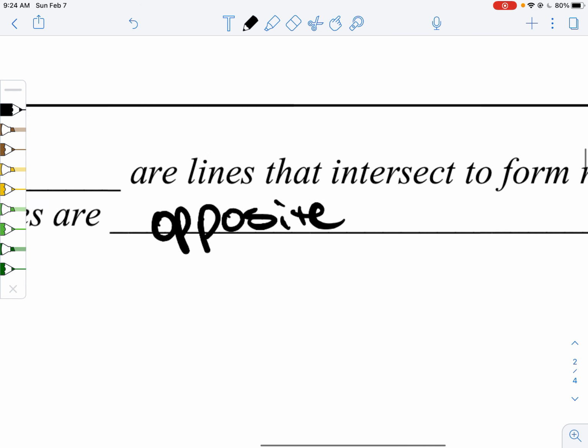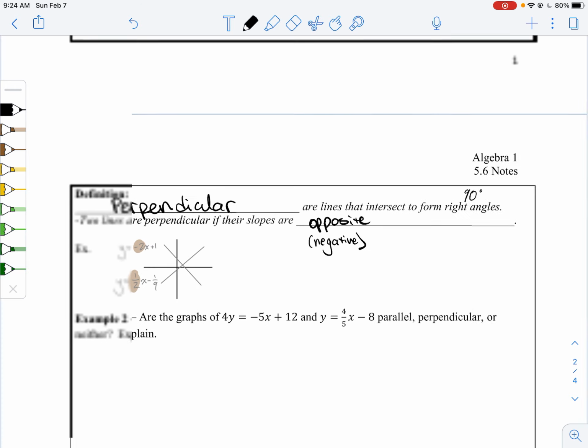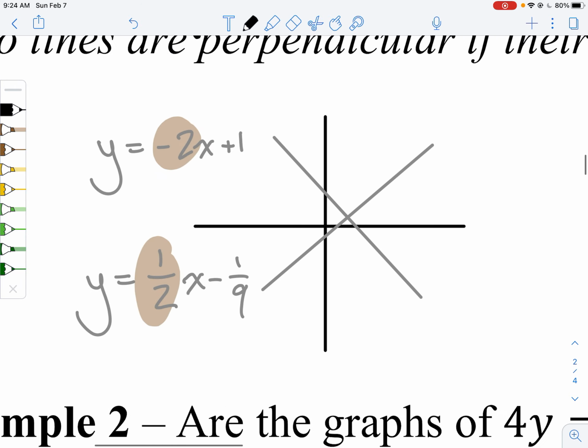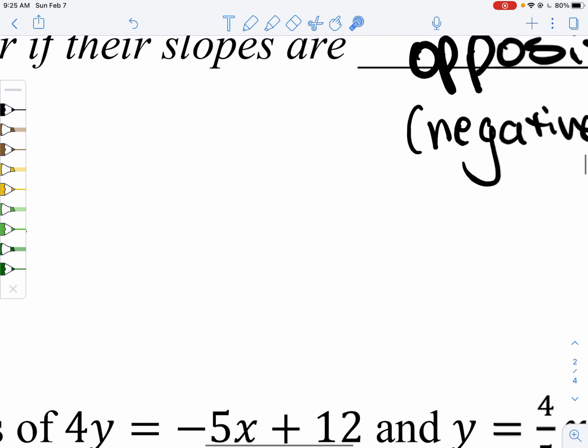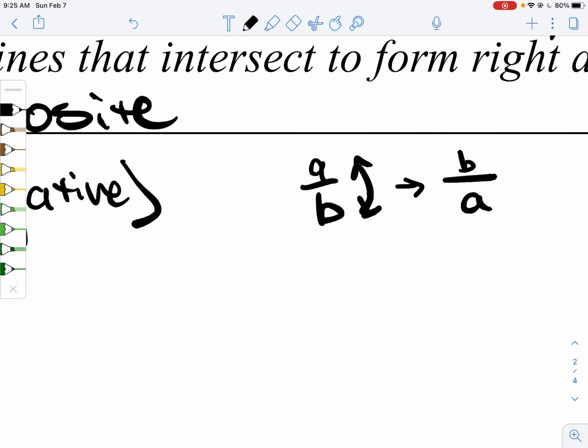They need to be opposite, which means one is negative and one is positive. And you need to flip them around. See how we start with 2 and then we end up with 1/2? If it's a fraction like that, you need to flip it upside down to get that. So you need to invert your fraction.